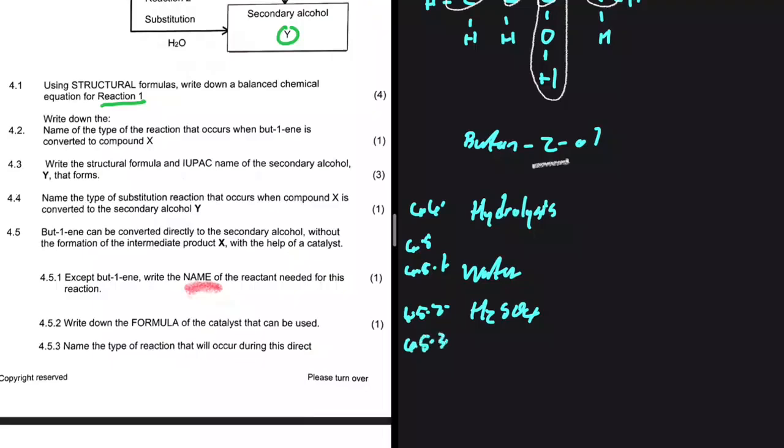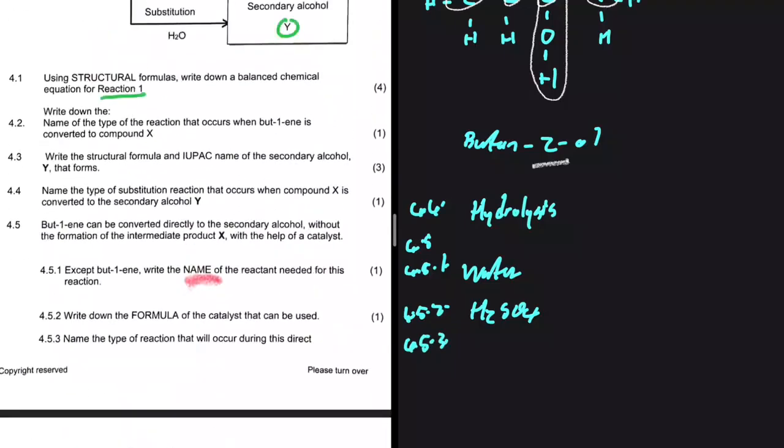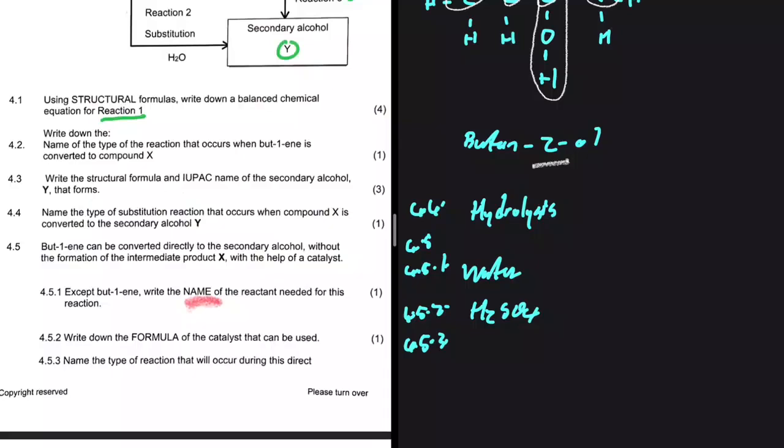And 4.5.3. Name the type of reaction that will occur during this direct conversion. It's 2 marks for one question because the same question is getting asked in 4.2. The type of reaction that will occur is addition.